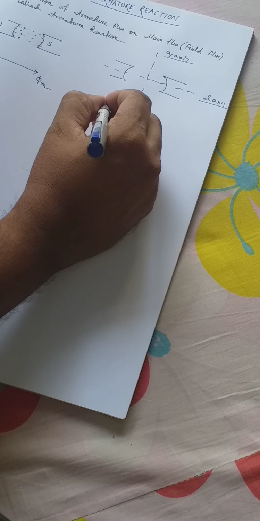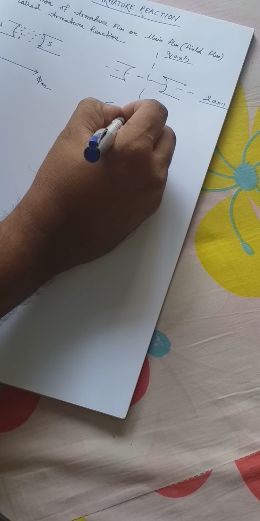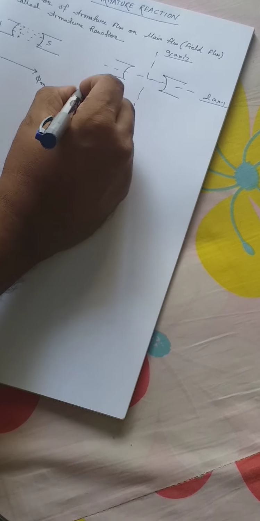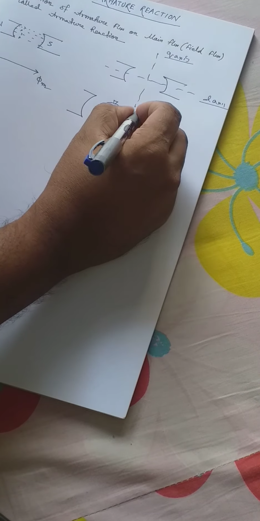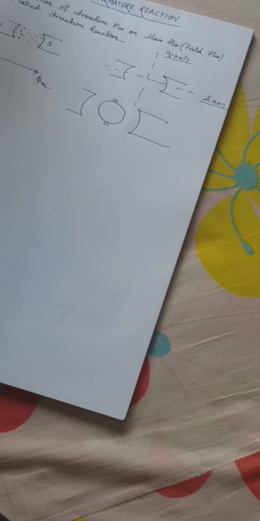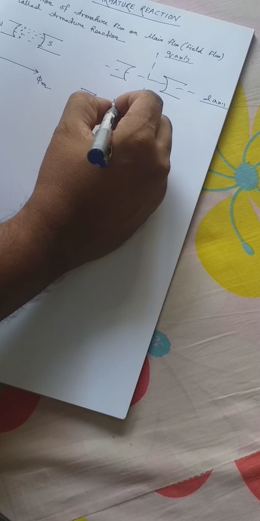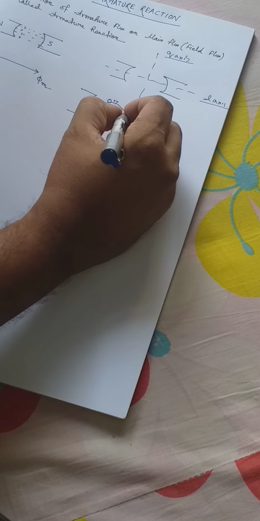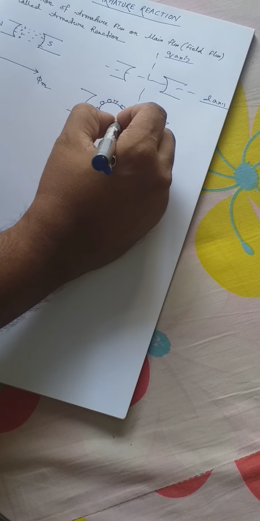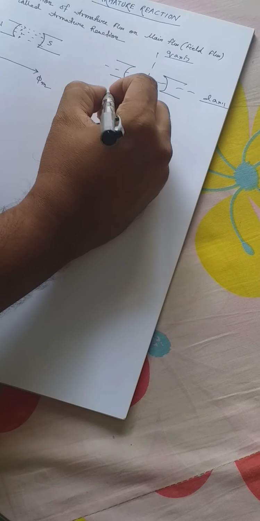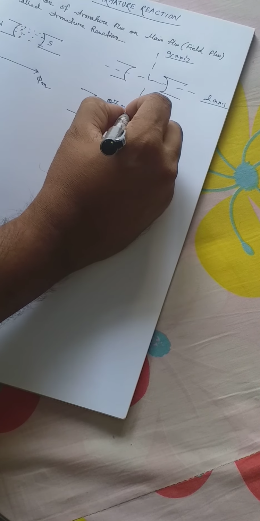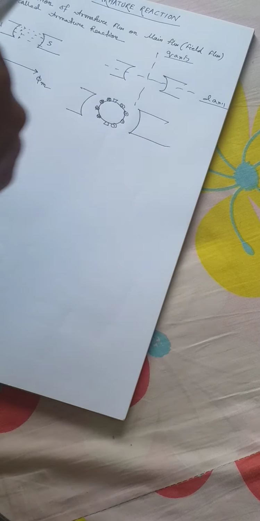If there is armature, this is the armature and this is the brass. Suppose no field flux is going. So armature, this is the armature conductor. Suppose we are taking this as a cross component and this as a dot component.